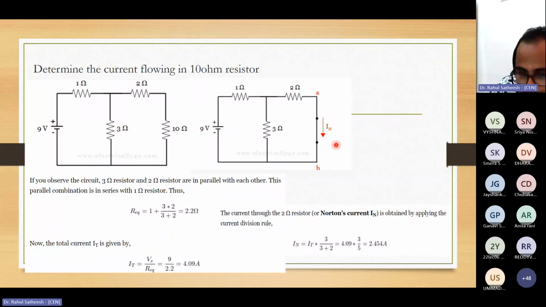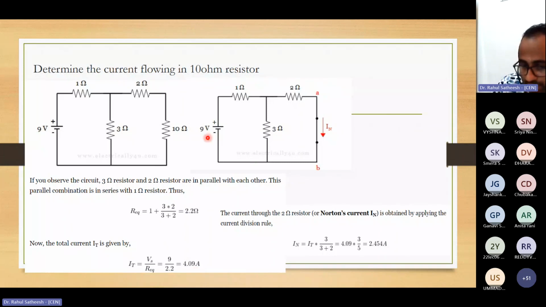To find the Norton current, we have 9 volt, 1 ohm, 2 ohm, 3 ohm resistance. We can find the equivalent resistance here: 1 ohm in series with 2 ohm and 3 ohm in parallel. So 1 plus (3 into 2) divided by (3 plus 2), that is 2.2 ohm equivalent resistance. 9 volt is the source. So 9 divided by the equivalent resistance gives the source current IT. It is 4.09 ampere here.